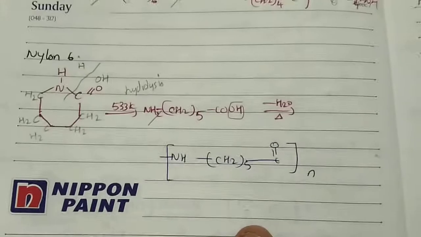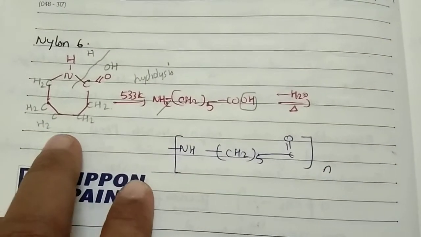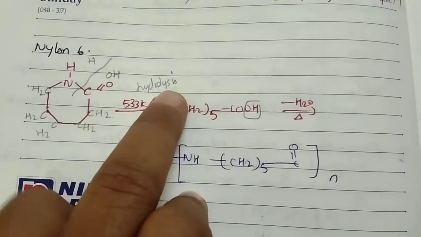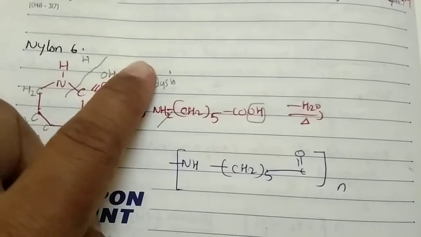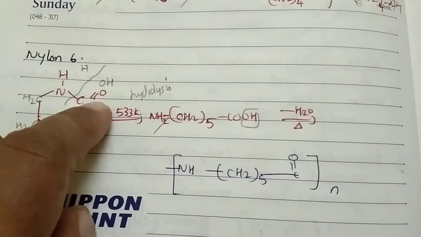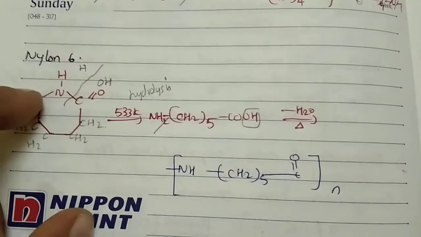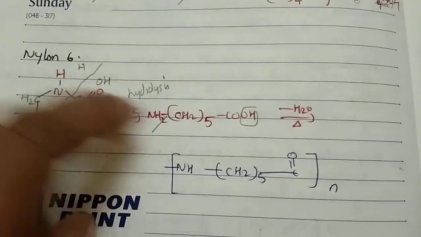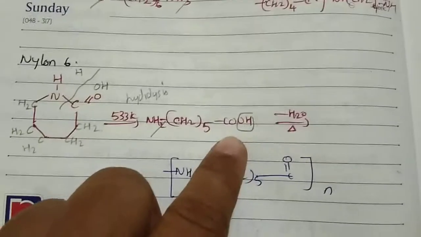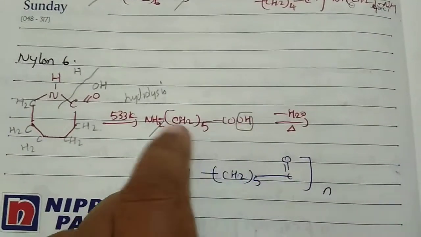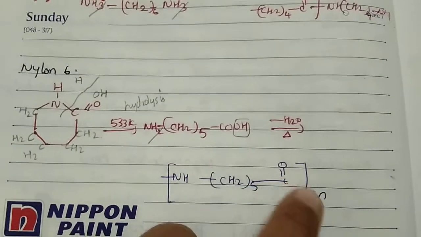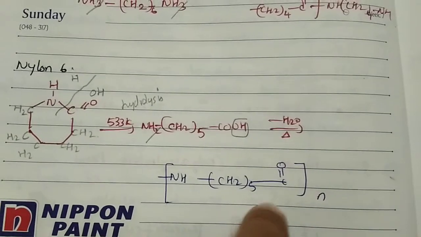Next, nylon 6. Okay, at 533 Kelvin, on hydrolysis, H2O splits into OH and H. So H is added to this NH, OH is added to this. So how many carbons here? 1, 2, 3, 4, 5. So we are writing like this: NH2, (CH2)5, COOH. Removal of water, this side OH, this side 1 H. So remaining balance NH, (CH2)5, C double bond O, n times. This is the structure of nylon 6.